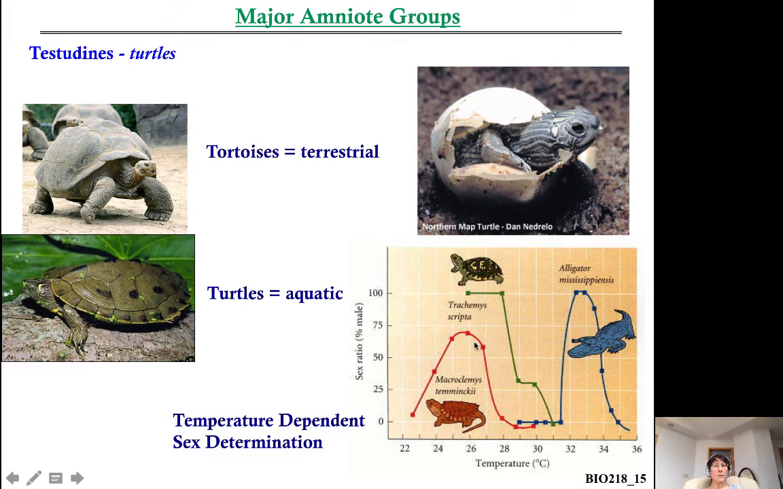The take-home message I want you to get for now is simply that turtles exhibit temperature-dependent sex determination, and you get different sexes depending on the temperature at which those eggs are incubated. For right now, I'm not concerned about you knowing the exact graph.